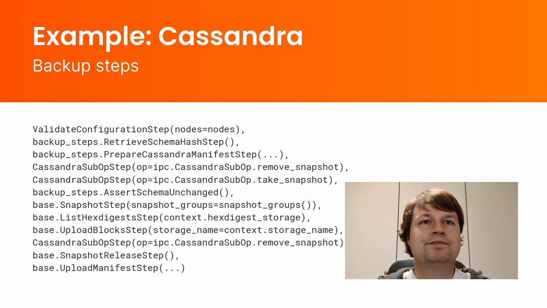For example, here is the list of backup steps that we use when creating a backup for Apache Cassandra. It includes some generic steps, like list hex digests, upload blocks, and upload manifest, and also some Cassandra-specific steps, like take snapshot and remove snapshot.